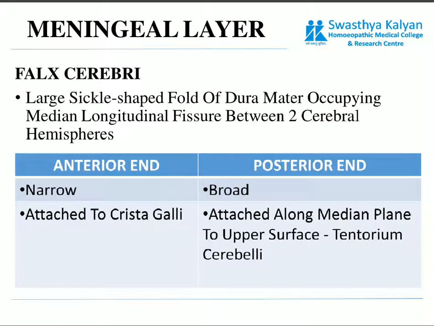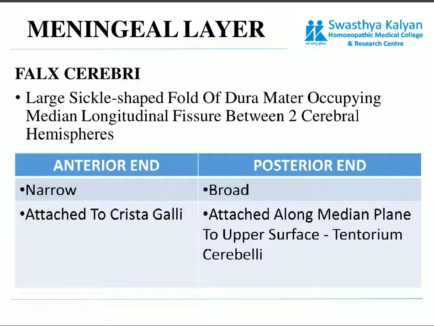That is, first is the falx cerebri. So it is a sickle shaped fold of dura mater. It occupies the median longitudinal fissure which is present in between the two cerebral hemispheres. It is the fissure that divides the two cerebral hemispheres into right and left portions. So that fissure is the location of this falx cerebri.